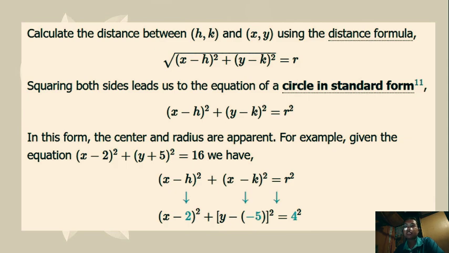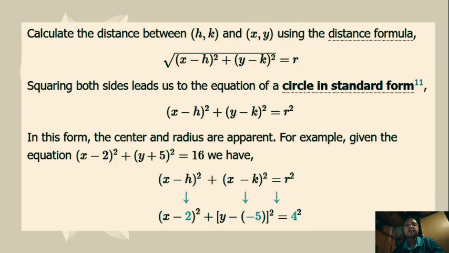Okay, so the radius. By squaring both sides, we eliminate the square root and obtain the standard form of a circle's equation, which is the quantity of x minus h squared plus the quantity of y minus k squared is equal to r squared. So this equation makes it easy to identify the center (h, k) and the radius r of the circle.